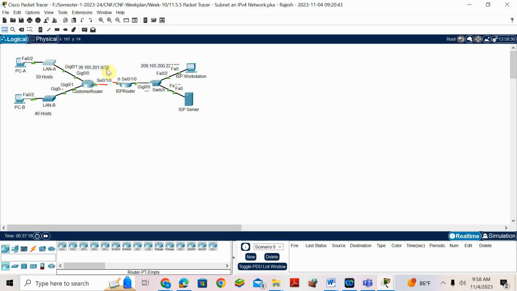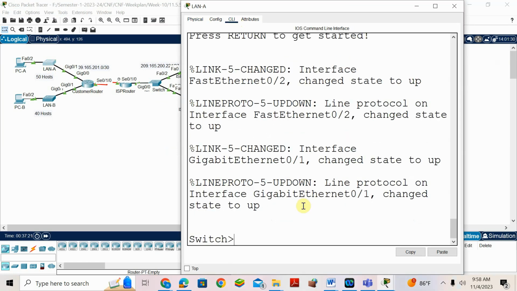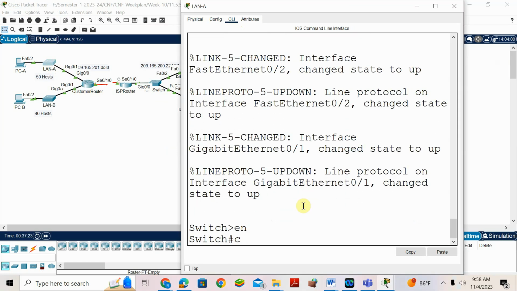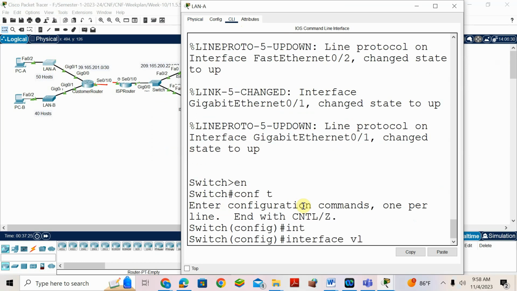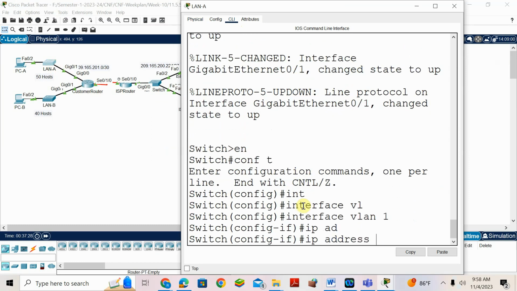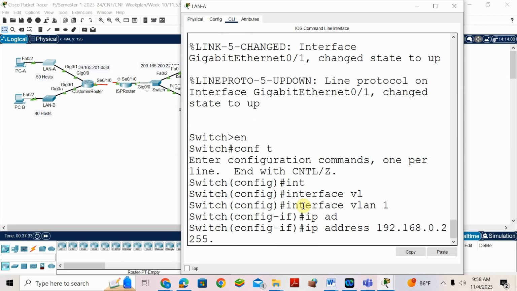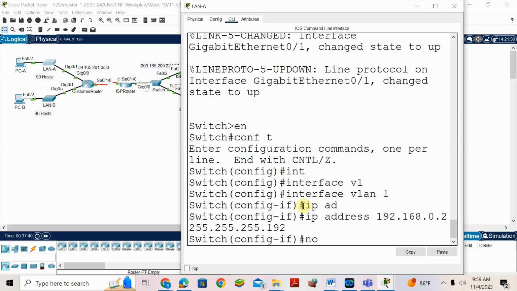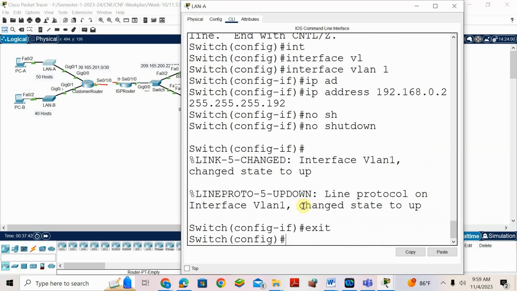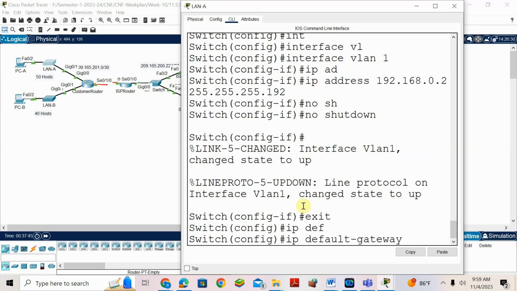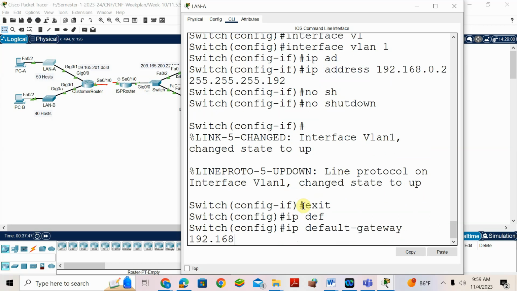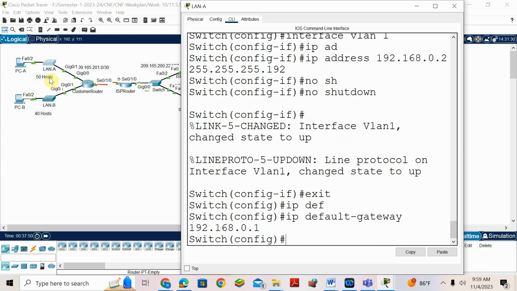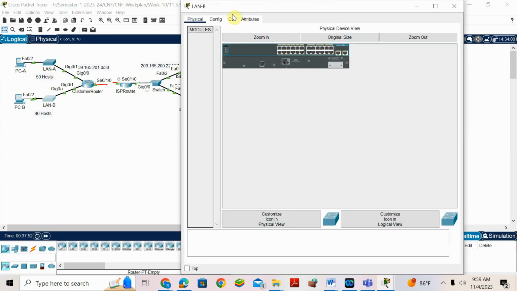LAN A switch, go to CLI, enable, config t, interface VLAN 1, IP address 192.168.0.2 255.255.255.192, then no shut, then exit, then the gateway command is ip default-gateway 192.168.0.1.